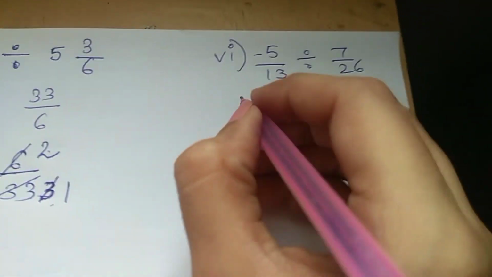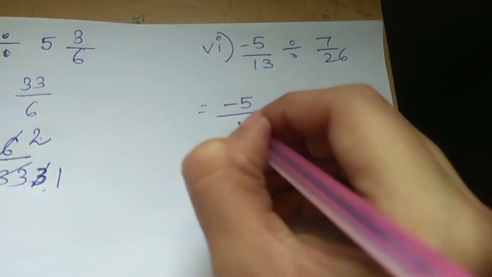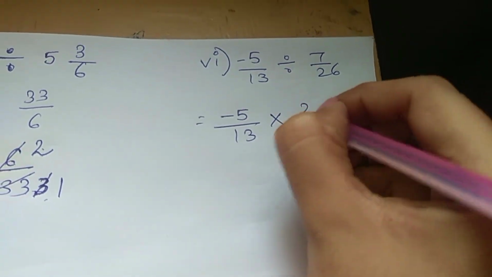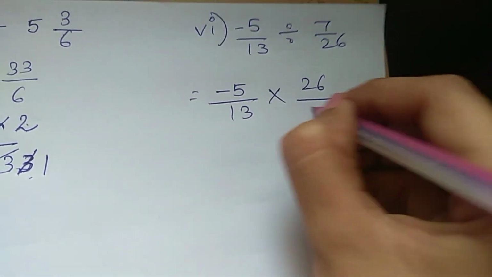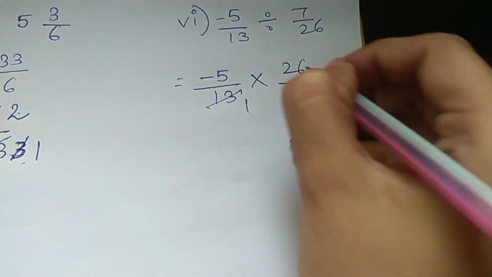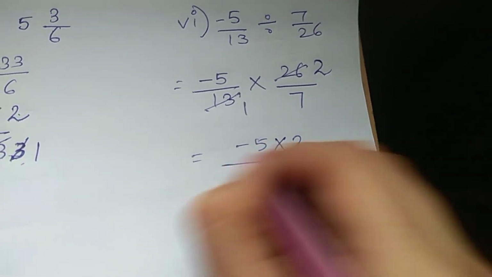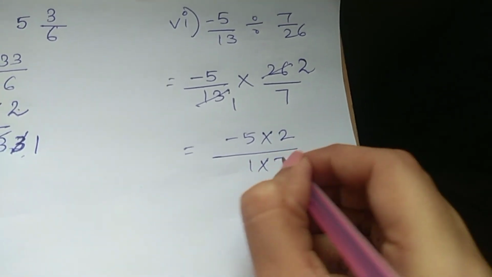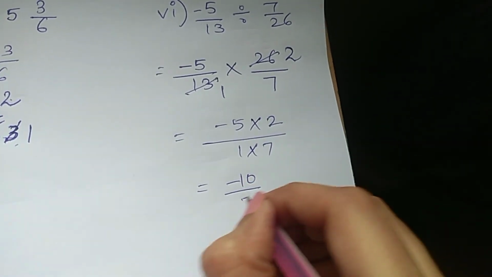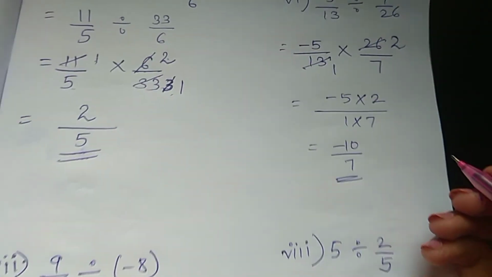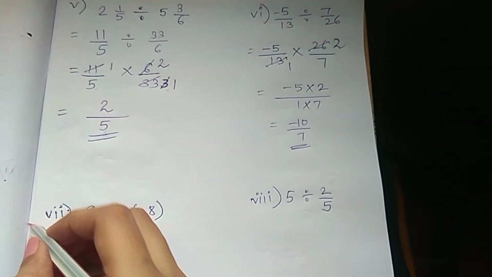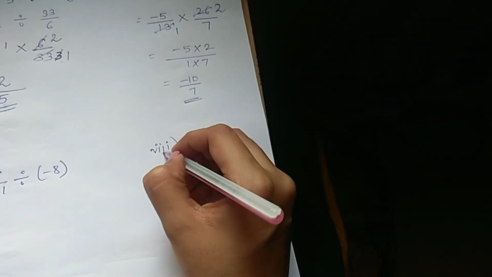Sixth sum. First fraction as it is, and then we will write the reciprocal. Yes, 13 ones are 13, 13 twos are 26. So minus 5 into 2 upon 1 into 7, minus 10 by 7. Now the seventh sum and eighth sum are for homework.